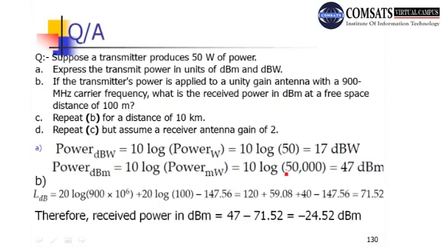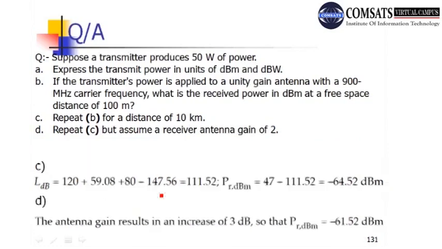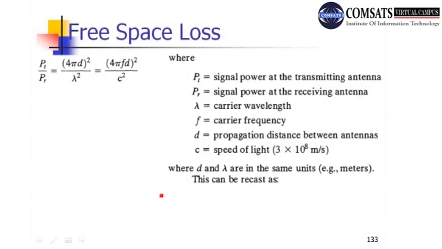So here is the solution. You can see for the power we have the formula, we just have to replace the values, and again for B we have the formula, we just have to place the values and repeat it. We change the distance, and for D, the receiver antenna gain, we will change the gain.